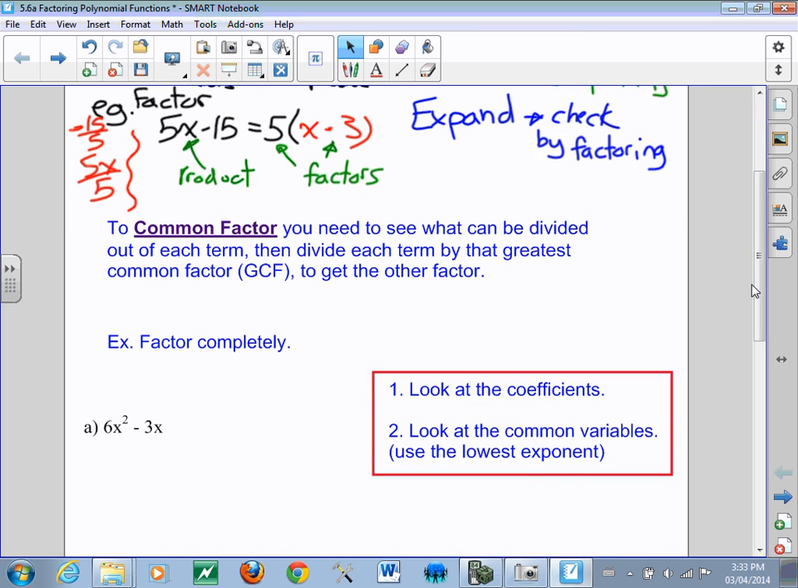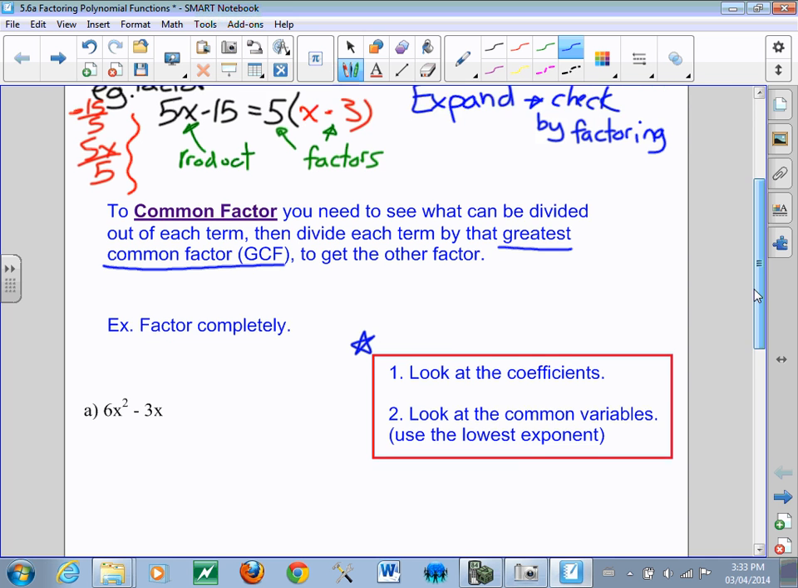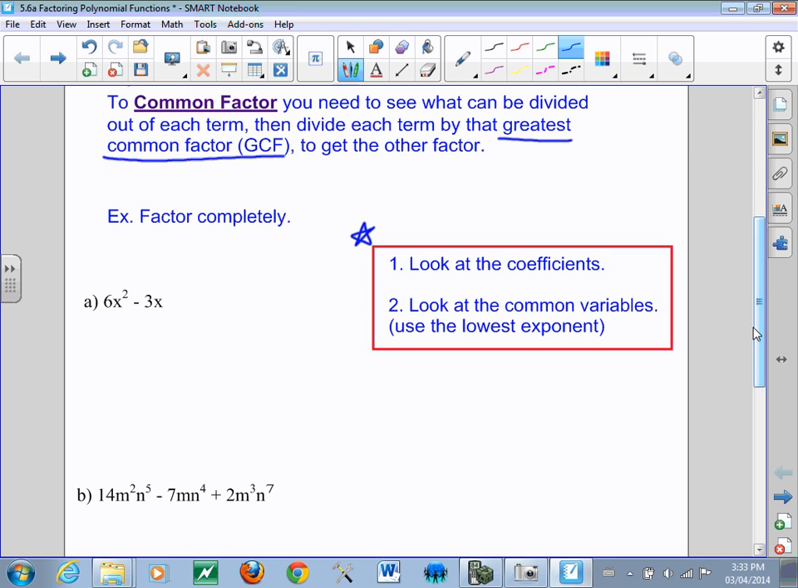To common factor, you need to see what is divided out into each term. We call this the greatest common factor, short form GCF. We divide every term by it to get the other factor. So factor completely. Here are a couple of hints: look at the coefficients and look at the common variables using the lowest exponent.